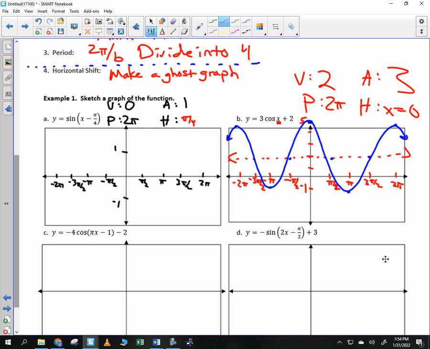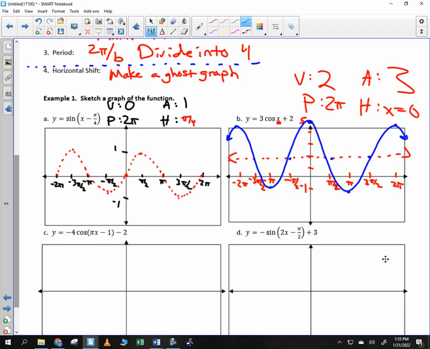Where does the sine graph start? In the middle. And am I going to start by going up or down? Up. So I'm going to make a dotted graph. Okay, a dotted graph. So that's not my real graph. My real graph, I'm going to do here in just a second, as soon as I understand the horizontal shift.